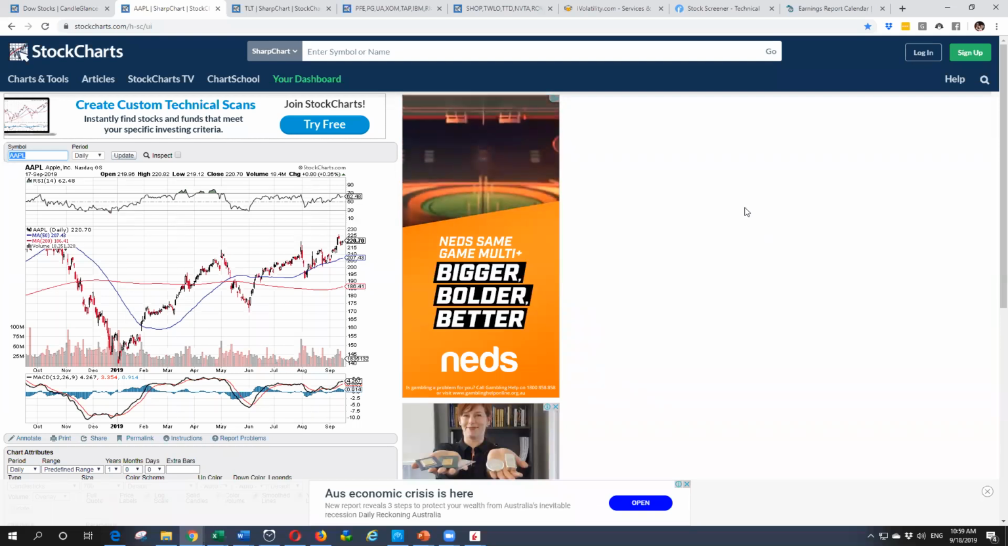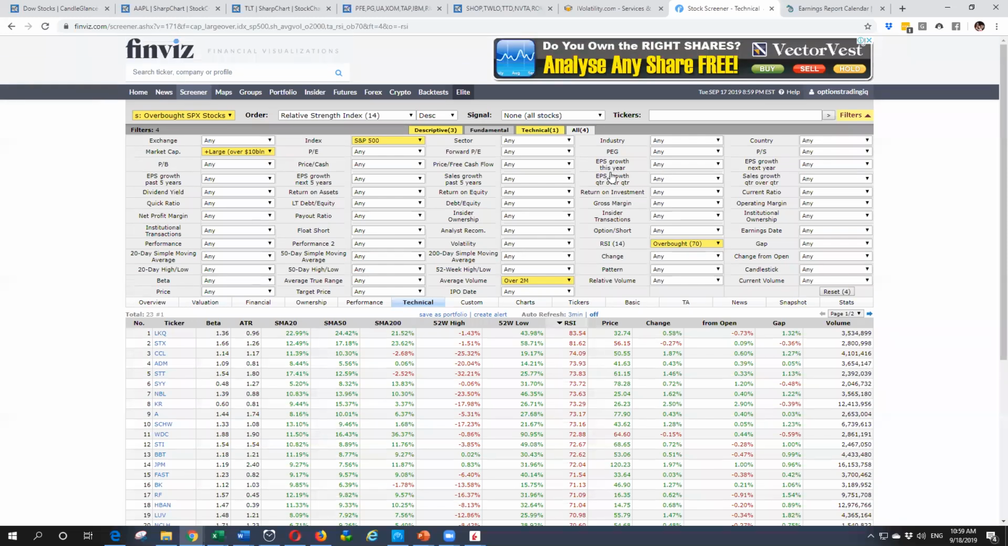If you've been on my webinars before, you probably know some of the other tools that I use. The stock screener here in FinViz is really good.